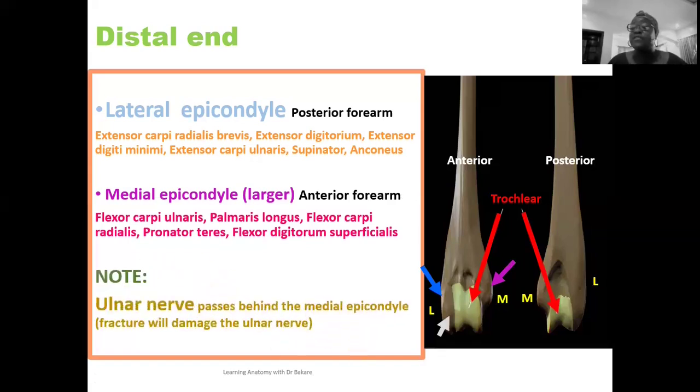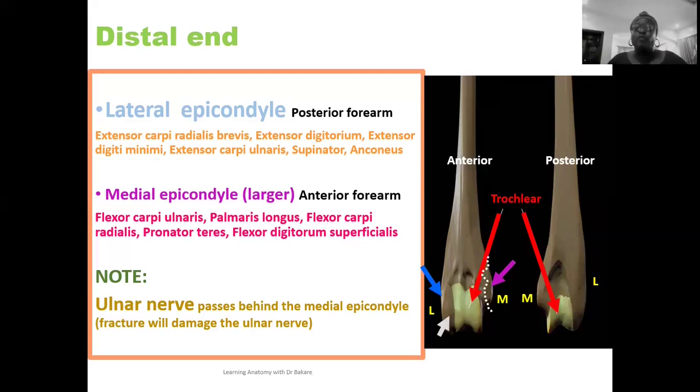It is also important for us to add that there is a groove referred to as the ulnar groove. This groove is located behind the medial epicondyle. Don't forget that we said the medial epicondyle is larger. At the posterior region of the medial epicondyle, we have an indentation, which is highlighted here in dotted white. At the posterior surface of the medial epicondyle, this groove accommodates the ulnar nerve.